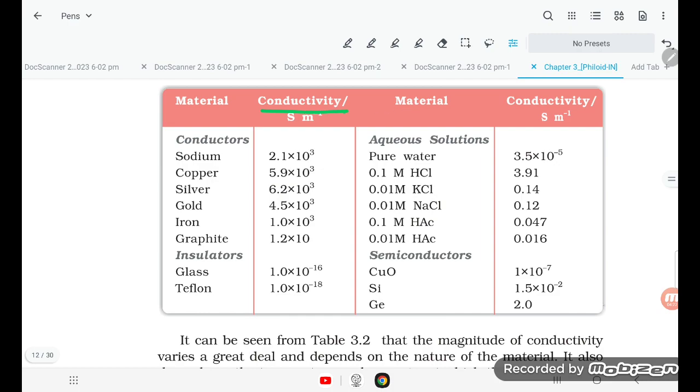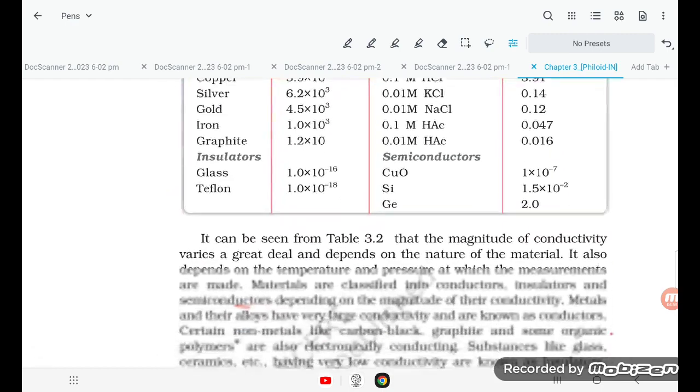So here are the materials and their conductivity, in Siemens meter inverse, students. Sodium is 2.1 into 10 power 3. Copper, a little more, is 5.9 into 10 power 3. Silver is 6.2 into 10 power 3. So silver is quite high, students. If you see the others, you will not find any more than silver. Silver has the highest conductivity. After that copper is there, then gold, and sodium also.